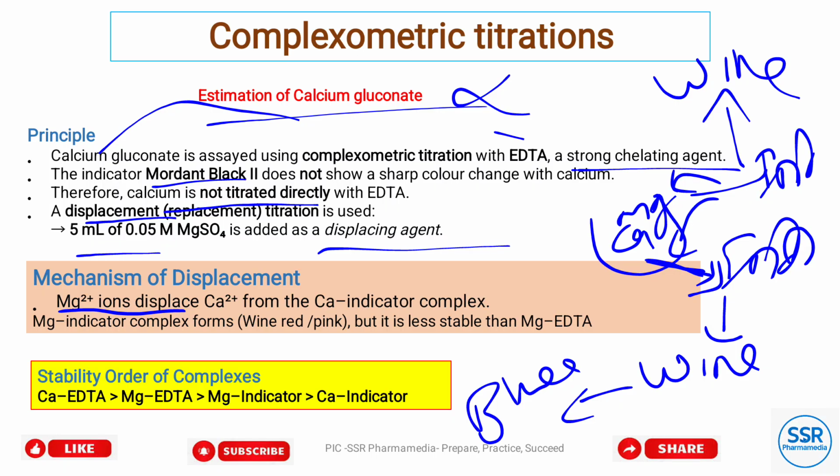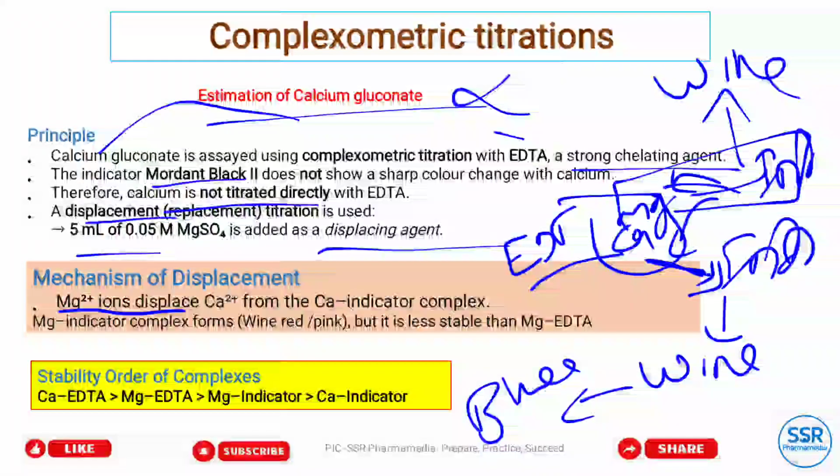So during the titration, first all calcium reacts with the EDTA. After the completion of that, magnesium gets released from the indicator complex and reacts with the EDTA. The wine red color is due to the magnesium and indicator complex. So all magnesium gets released from the indicator and reacts with EDTA, and finally there is no magnesium indicator complex. So the solution changes color from wine red to blue color. So this is the complexometric titration.